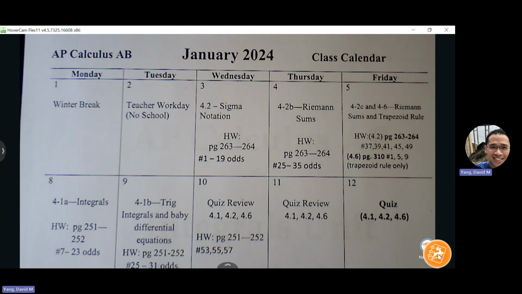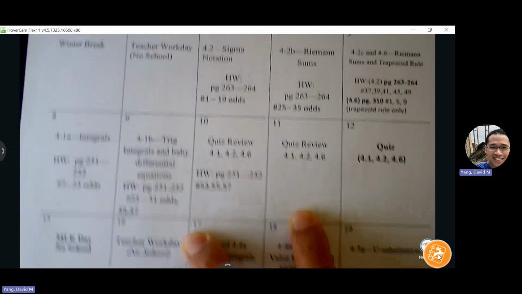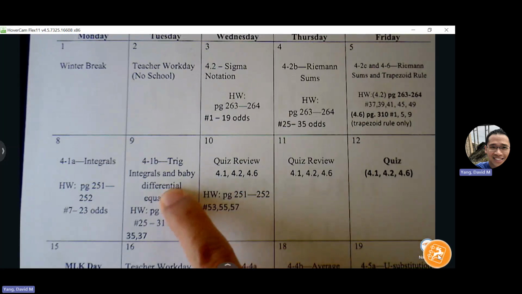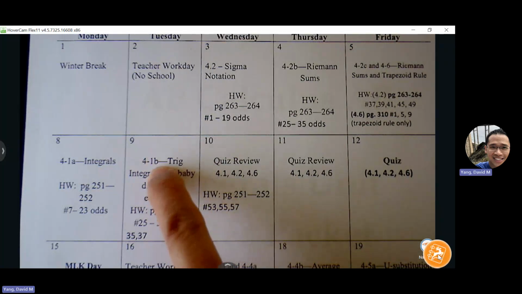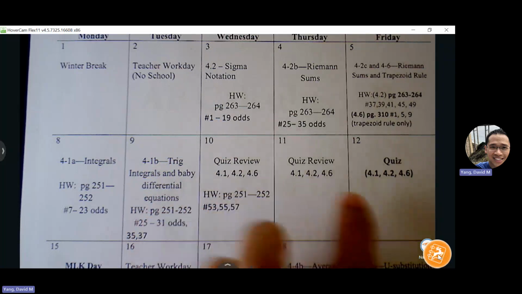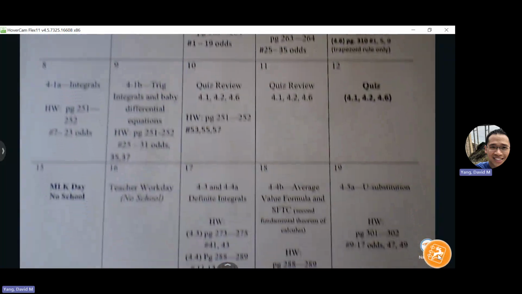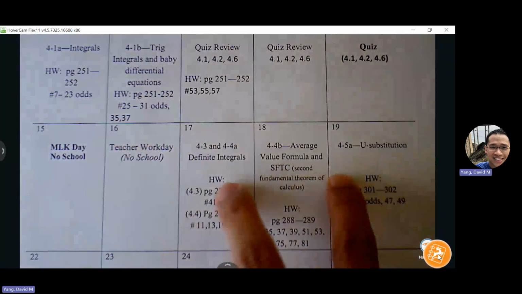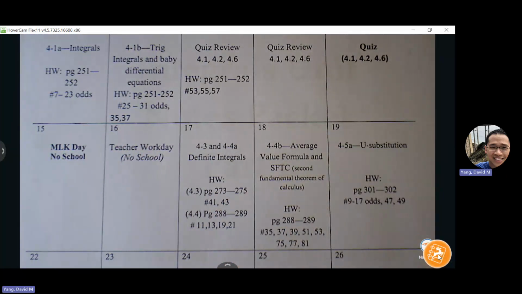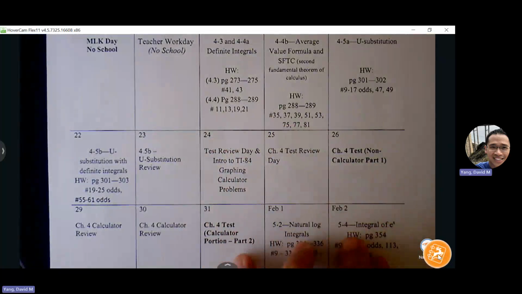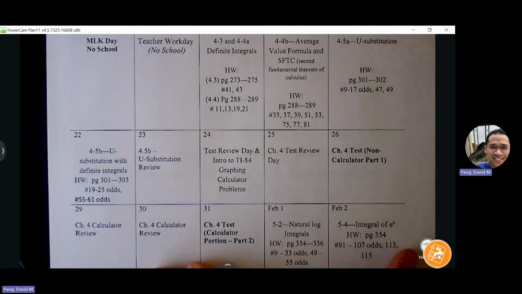Our quiz will be next Friday, but we'll have a couple days to review. I'm hoping that we can get through our topics by the 9th, and we can start our review early. Hopefully, we'll have 2.5 days of class time to review, and then quiz Friday. MLK will be after that, and then we'll work to finish off the rest of Unit 4 by the end of the month.